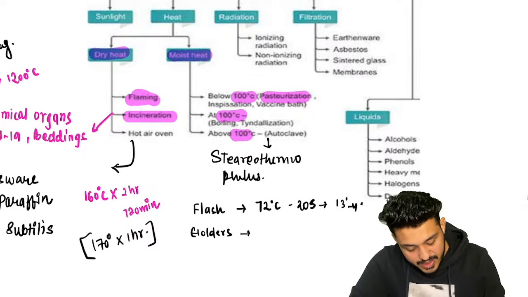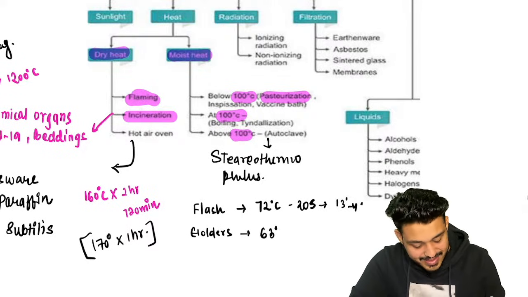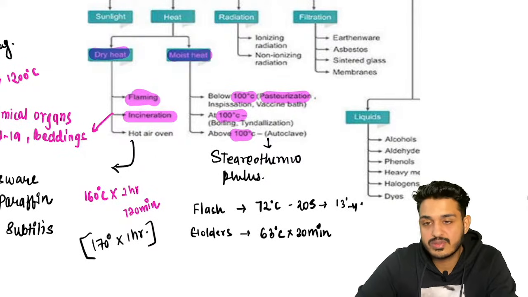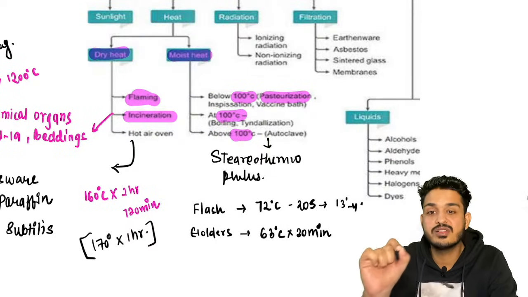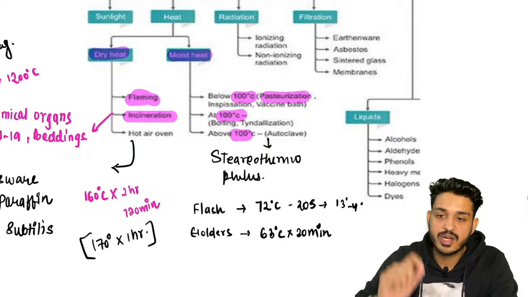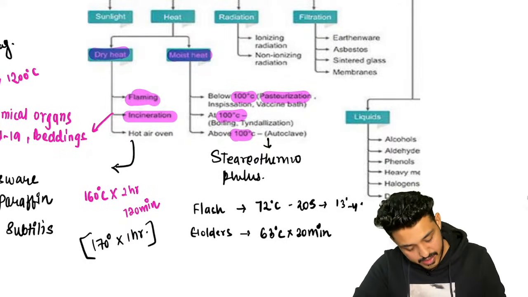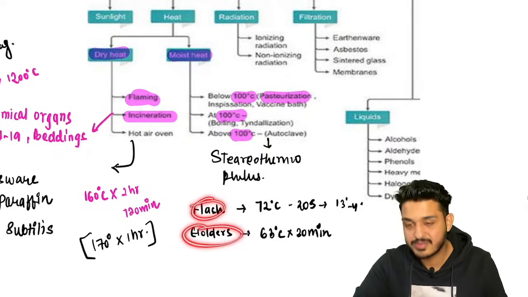Whereas in Holder's method, you keep the temperature at 63 degrees Celsius for 30 minutes. This is not going to kill the spores. Coxiella burnetii is also going to be there, right? And this can cause what? Coxiella burnetii, remember, can cause culture negative endocarditis. I'll teach you about endocarditis, you will understand. So this is the flash and Holder's method of pasteurization.